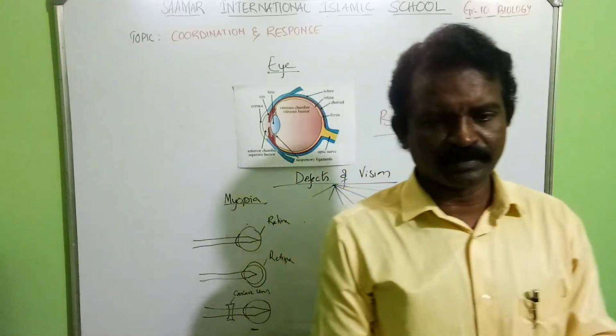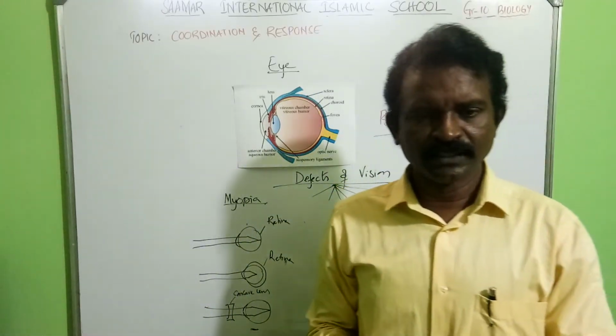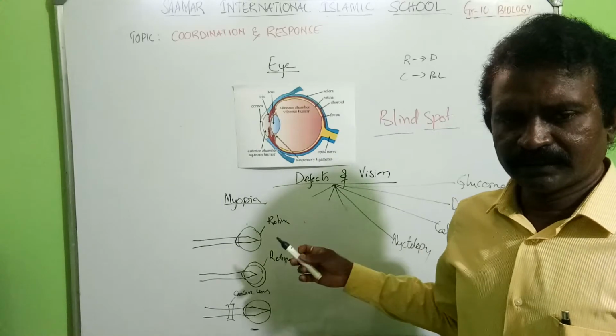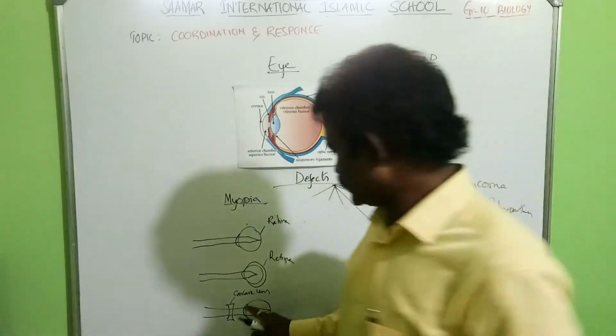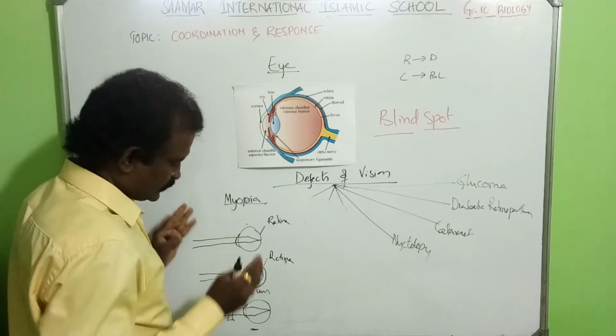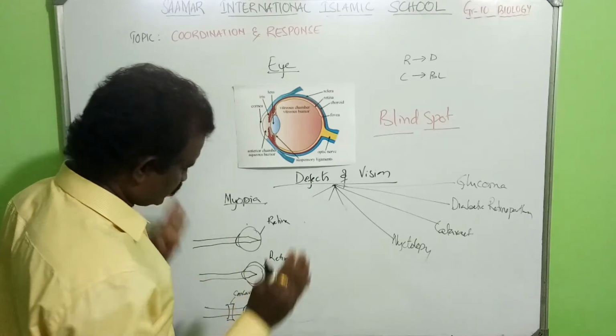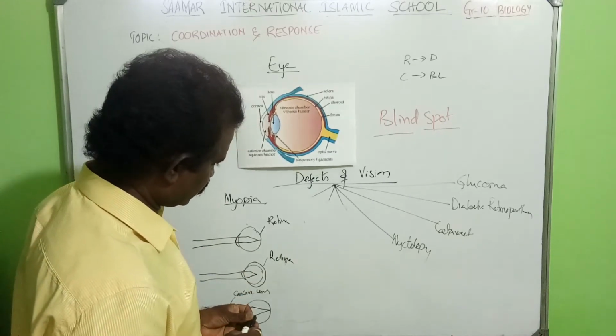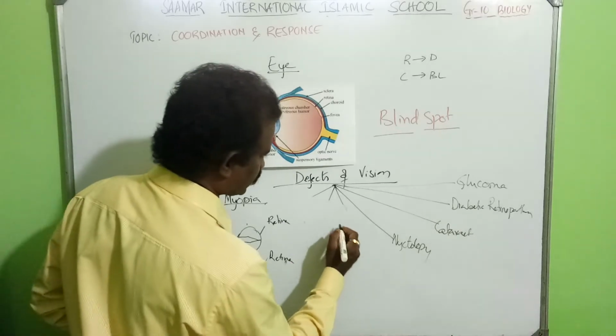In myopia, what happens here? You can see, that means your eyeball is bulged, so that the image is formed in front of the retina. Correct? So that has been corrected by using a concave lens. Is it clear? Next we will go to hypermetropia.